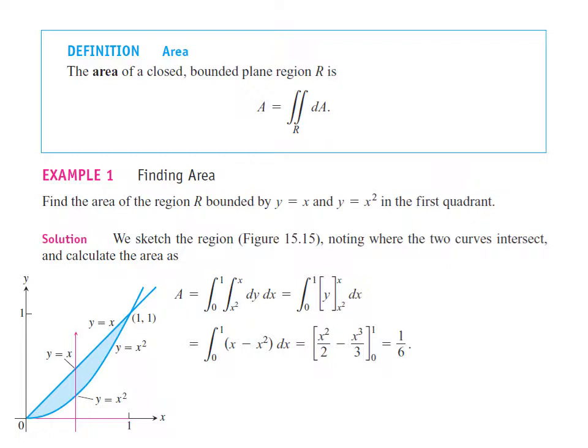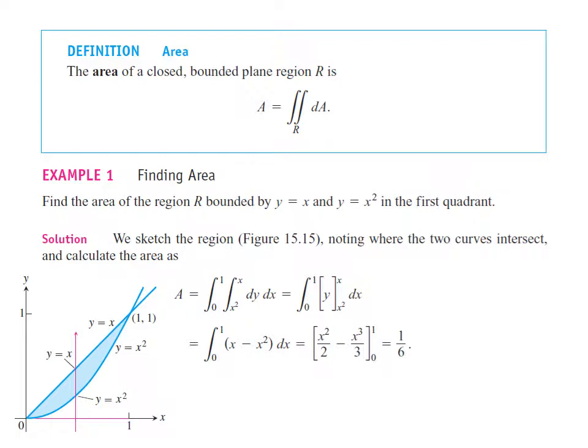So the area of this region is given by the integration from x equal to 0 to 1, y is equal to x square to x in dy dx. So it can be written as integration of 0 to 1, integration of 1 with respect to y, then apply the upper limit x, then x square. We will have the result x minus x square into dx with the integration 0 to 1.